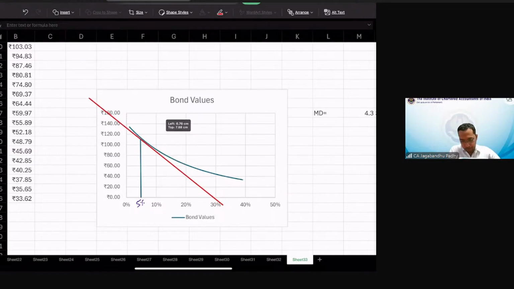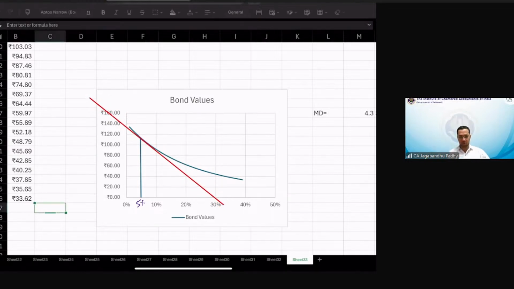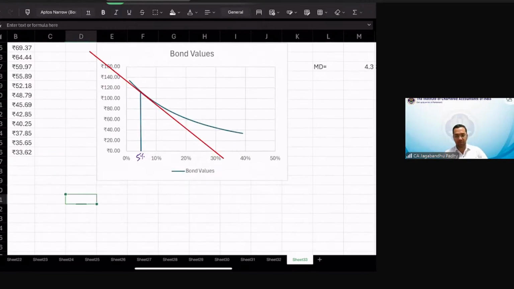Yeah, this seems to be okay. So we have this tangent, the red line, that is actually the modified duration line. So where does the problem lie? The problem is that this particular bond value curve has a curvature, whereas modified duration assumes it to be a linear thing.